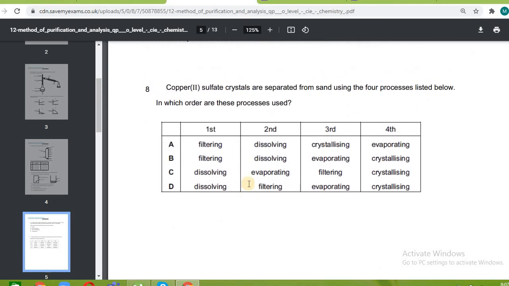The next question is, they have given us a mixture of copper sulfate and sand, asking us to separate them and arrange the different processes in order. We know that copper sulfate is soluble in water, while sand is insoluble in water. So of course dissolving, filtration, evaporation and crystallization is the correct technique and sequence. So delta is the correct answer.